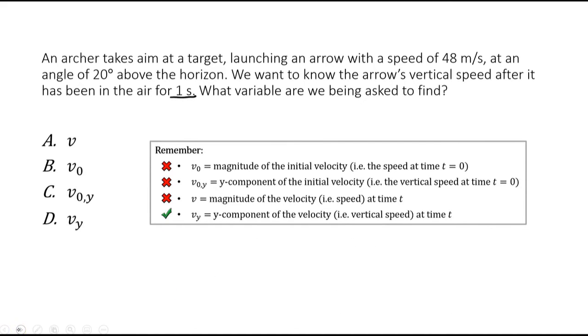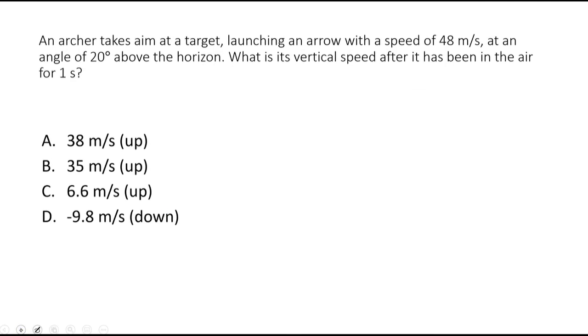And so it must be Vy, and you might remember that just from our description of the different variables in our equations of motion with constant acceleration. Vy is going to be the y component of the velocity at time t. Here, our time t is going to be 1 second. So this is, in fact, what we're looking for. That is the vertical speed only of that arrow at time t equals 1 second. So I would pick answer D here. All right, now let's actually find that vertical speed after the arrow has been in the air for 1 second.